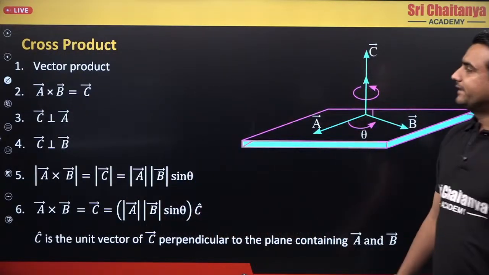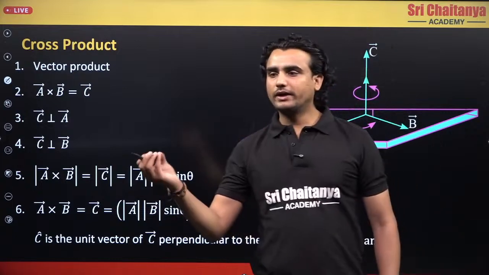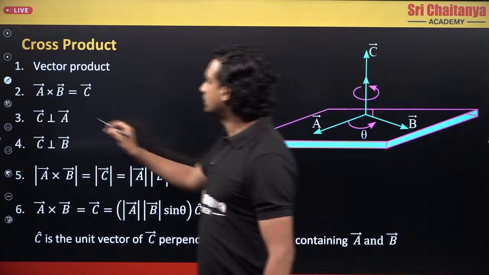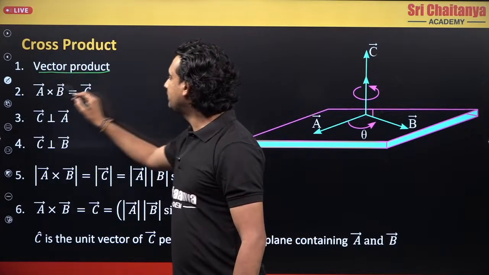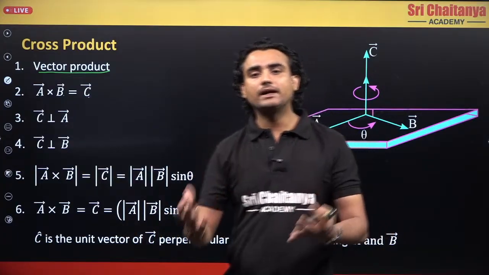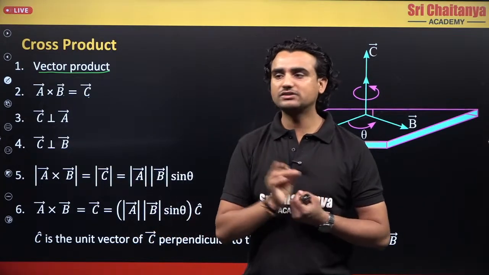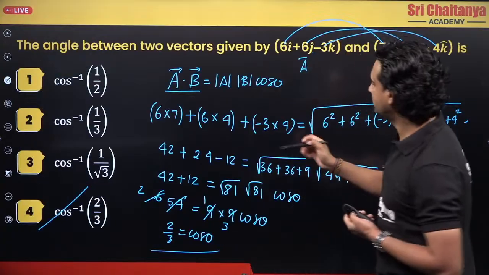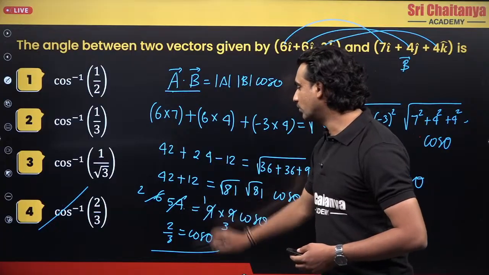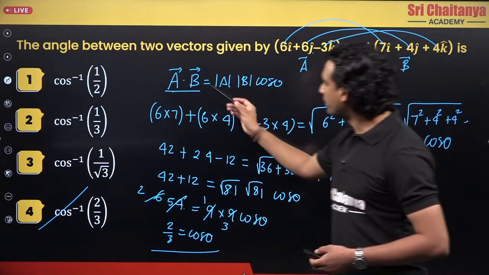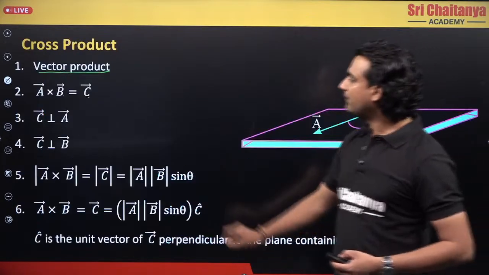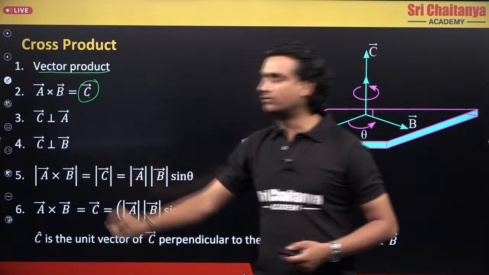So what is dot product? We talked about the dot product, that A dot B is mod A mod B cos theta. What is cross product? Cross product is the vector product, because when I multiply two vectors, the resultant vector which I am getting is a vector itself. It is not a scalar like here. See, when I did A dot B, the value I got was 54. When I do the dot product of two vectors, I get a number. But here I will not get a number, I will get a vector itself.